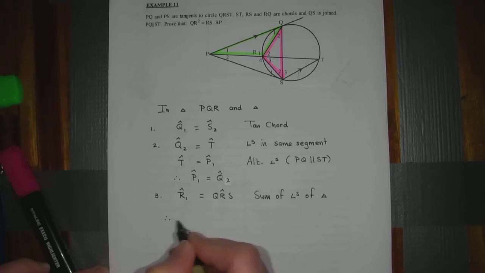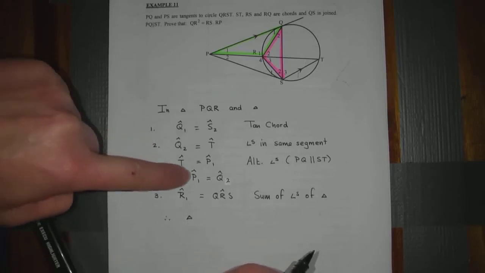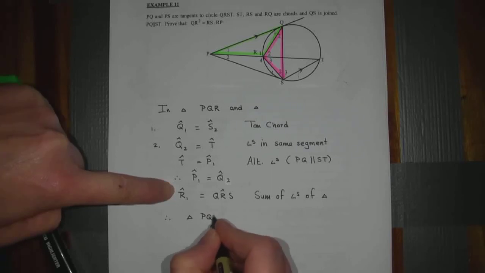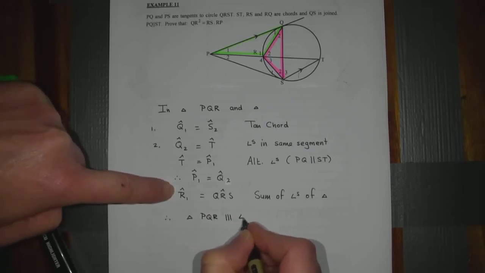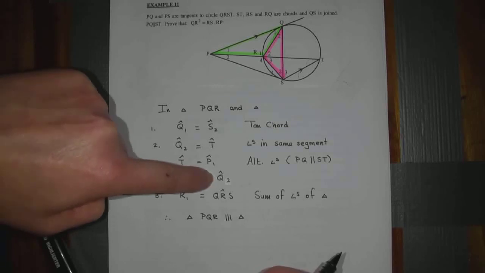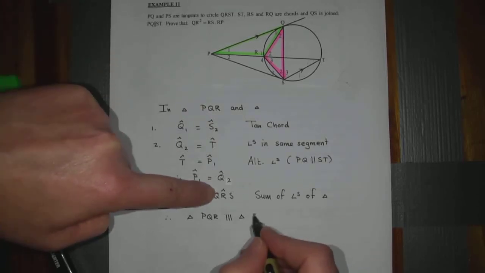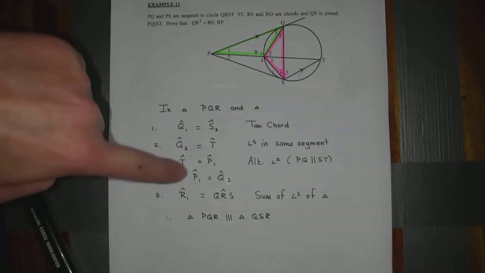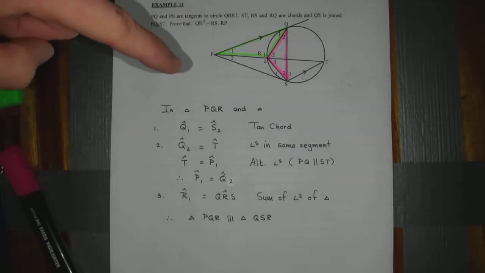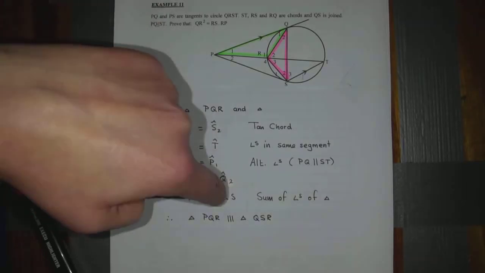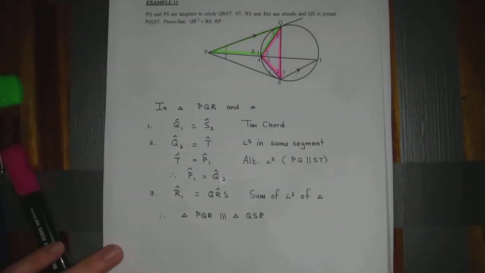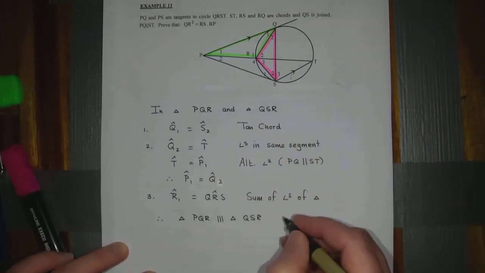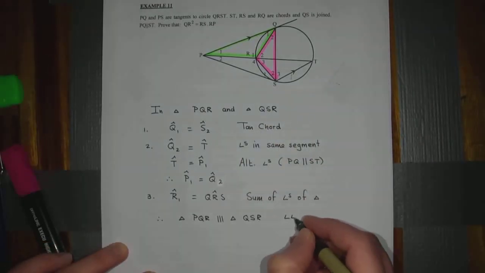So therefore, triangle PQR is similar to triangle QSR. So again, look at the way I do it. PQR, QSR. And I can write it over here in the correct order as well. And this is going to be because of angle, angle, angle.